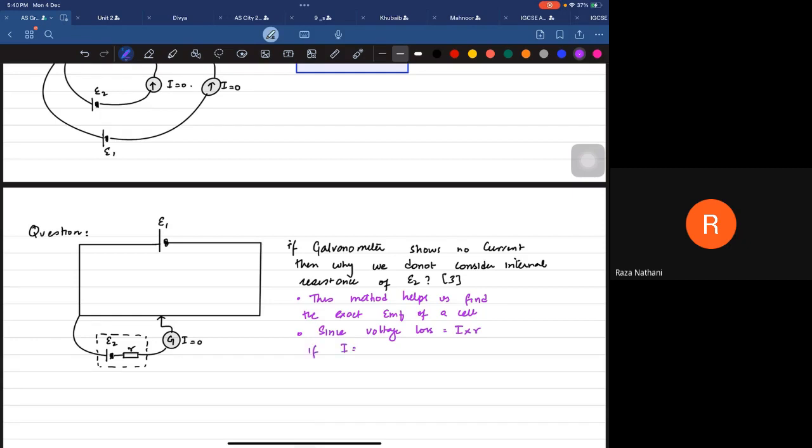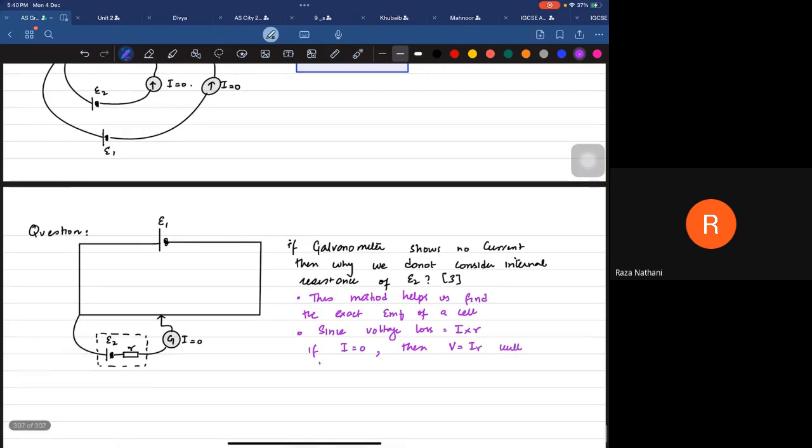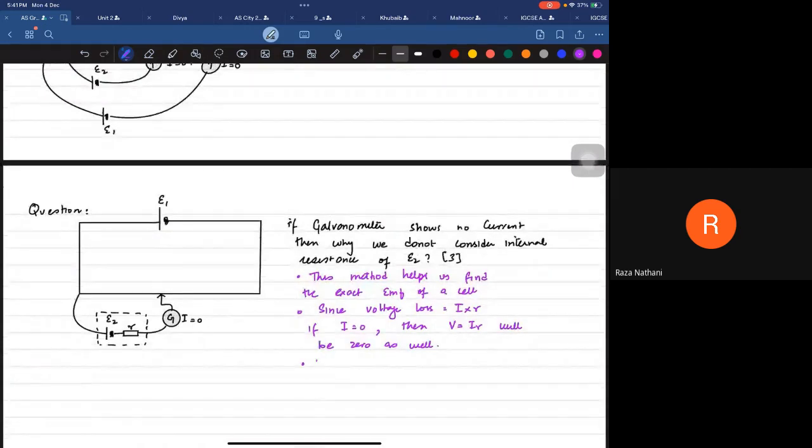If current is 0, then V equals IR will be 0 as well. If there is no current passing, obviously, then from this formula, you put 0 in the current, then the whole V becomes 0. So that's the thing.